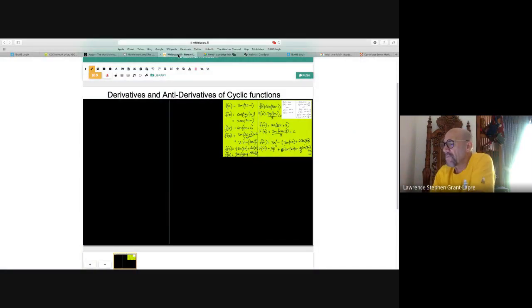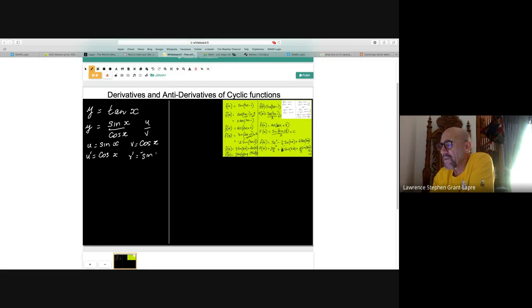Well, we've been looking at derivatives of sine and cos, antiderivatives of sine and cos. Let's have a look at the derivative of tan x. Now, tan x is sine x over cos x, and this is u over v. If u is sine x, then u dash, the derivative of sine x, is cos x. If v in the denominator is cos x, then the derivative of v is negative sine x.